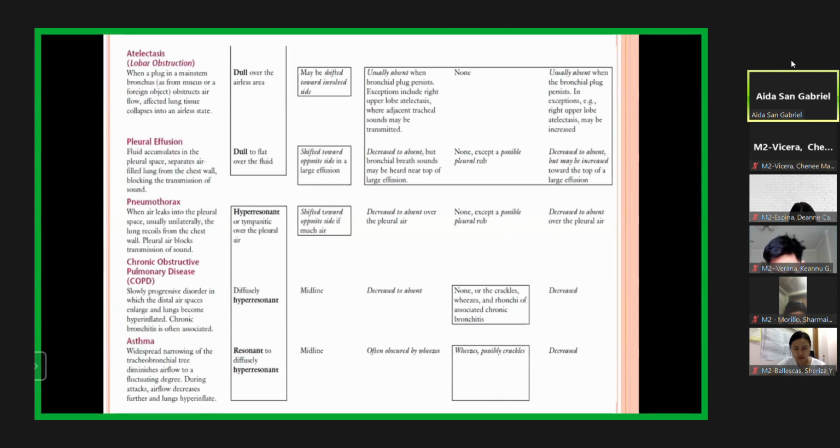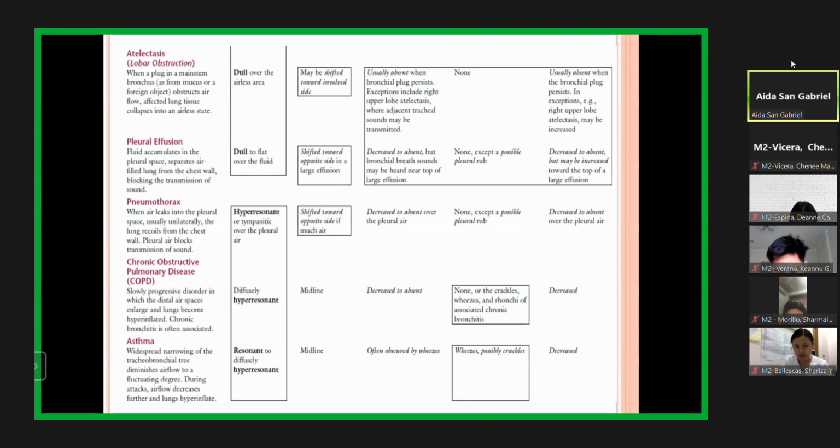Okay, and for atelectasis, the percussion finding is dull. The trachea now is shifted towards the pathologic side of the lung. So it is pulled towards the pathologic side, or the diseased side. Usually absent breath sounds. Fremitus is absent. You can still sometimes hear something, but usually you cannot hear crackles or wheeze.